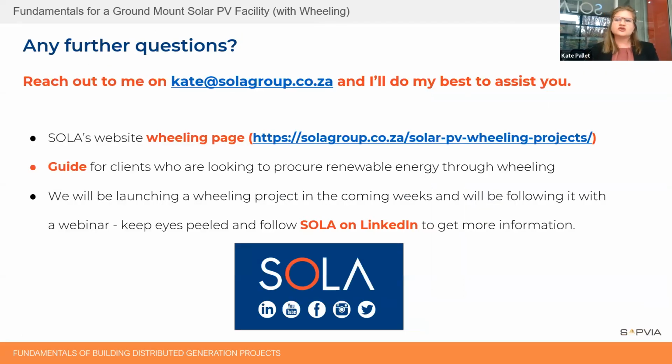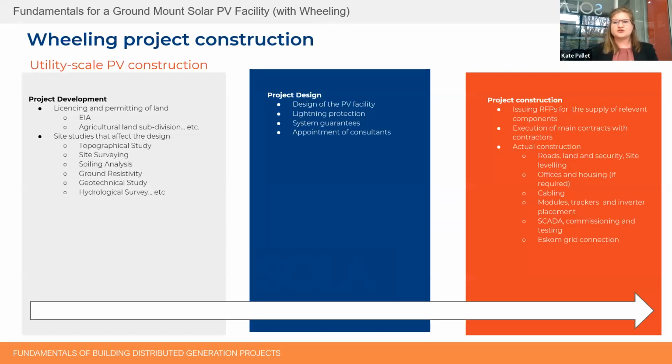And then if you look at the actual construction components, sorry Kim, just to finish that off, you'll see there are a few other layers to construction as opposed to your residential and your C&I. You'll obviously have to build roads. You'll probably have to do land leveling. You might need to construct offices and housing for the O&M teams. Then you'll go onto your cabling, your modules and your trackers, etc. And then finally ending up with your commissioning and your Eskom grid connection.